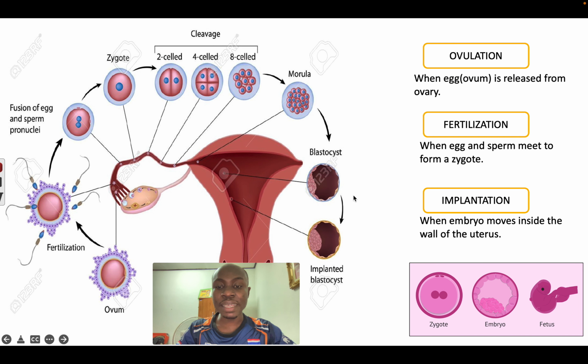So when the egg is released from the ovary to the fallopian tube, we call that ovulation. When the egg and the sperm meet to form the zygote, we call that fertilization. And when the blastocyst or the embryo moves into the wall of the uterus, we call that implantation.